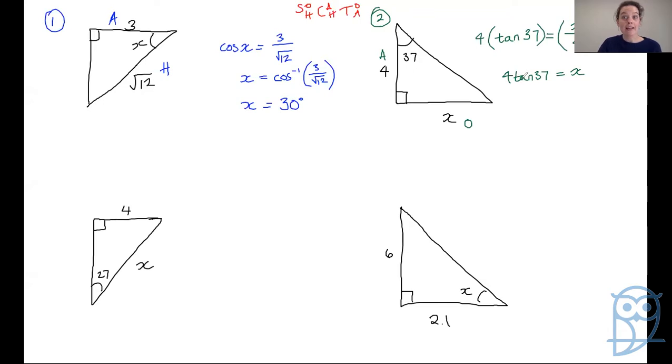Now we can plug that into our calculator. 4 times tan 37, then close brackets as well. Okay, so x equals 3.01. So if this had centimeters on, for example, that would be 3.01 centimeters. Okay, 3 significant figures unless told otherwise.